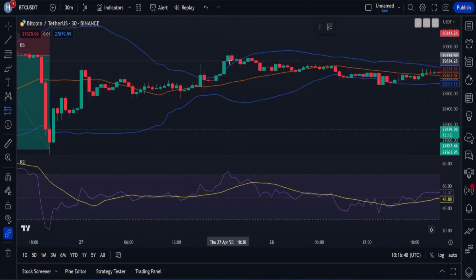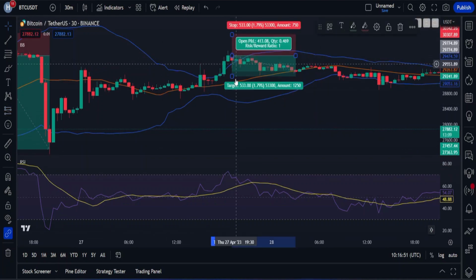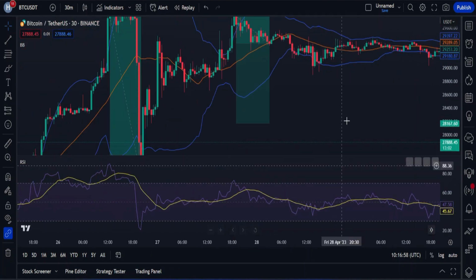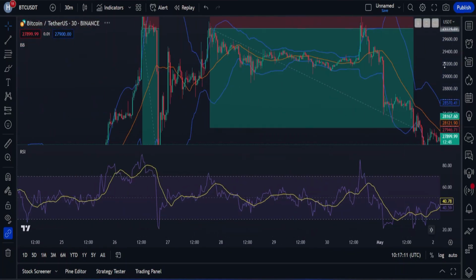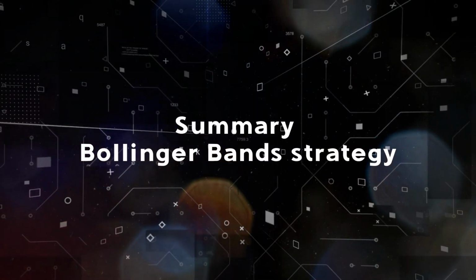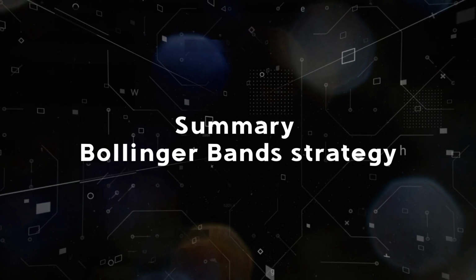Patience is the key. Make sure you enter a trade when these two conditions are fulfilled. Of course, no strategy is profitable all the time, but this one seems to give profitable signals most of the time. Bollinger Band Strategy Summary.